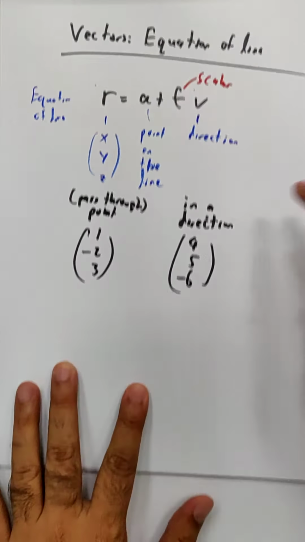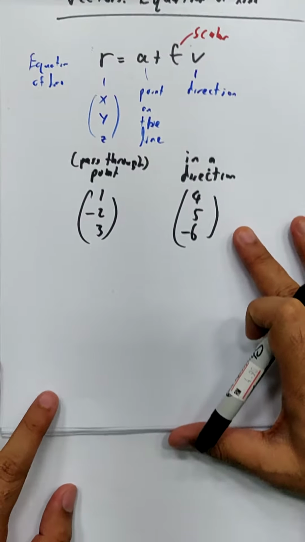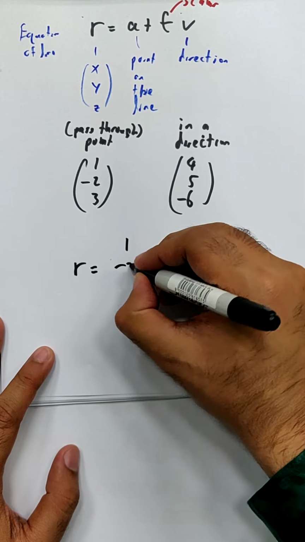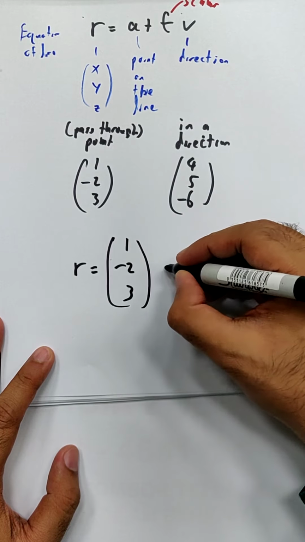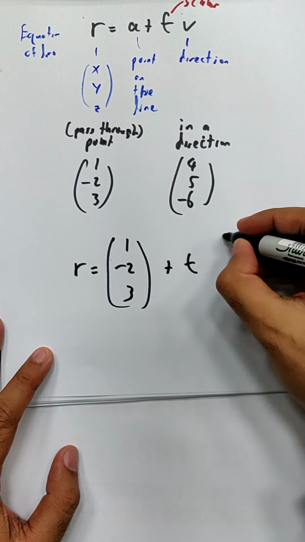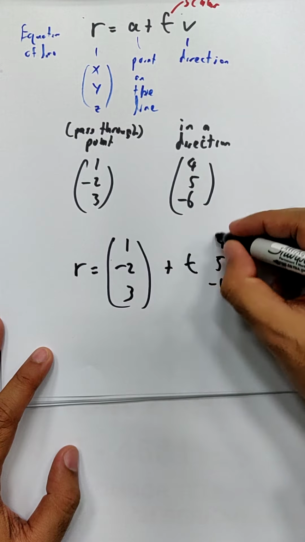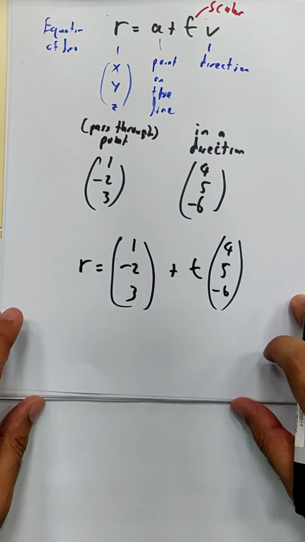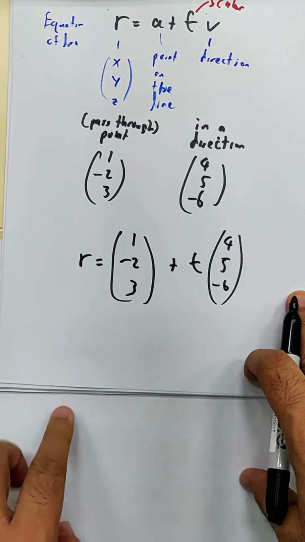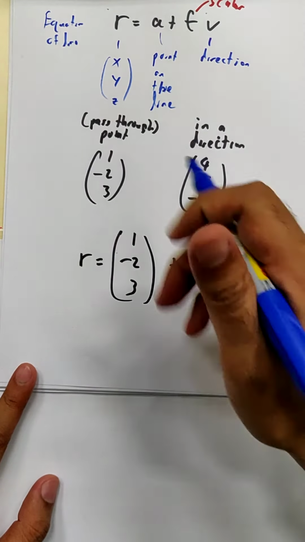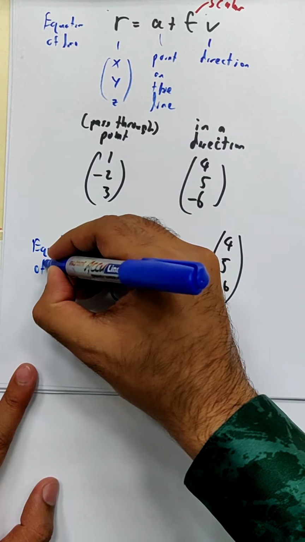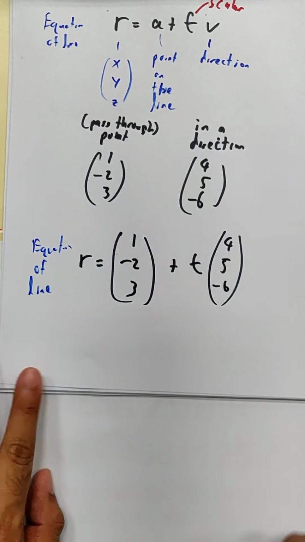So I will write my r equals a plus tv as r equals (1, -2, 3) plus t, where t remains a scalar, and (4, 5, -6). That's how you write down your equation of line. Sir, should I change r into x, y, z, sir? No, you don't need to. Leave the answer as this if they want the equation of line.